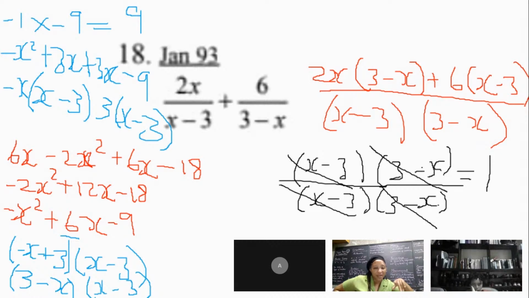This one in particular had some more complexity to it than the ones we've been doing so far. So I'm going to go over it. So what we started with was 2x over x minus 3 plus 6 over 3 minus x.